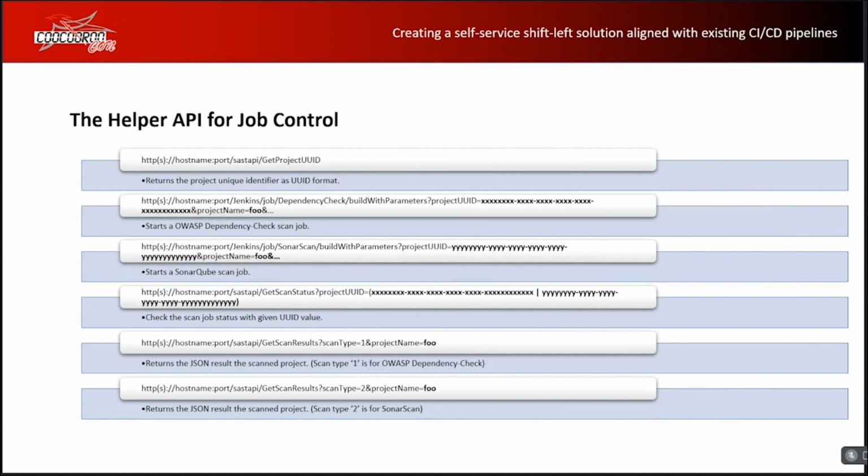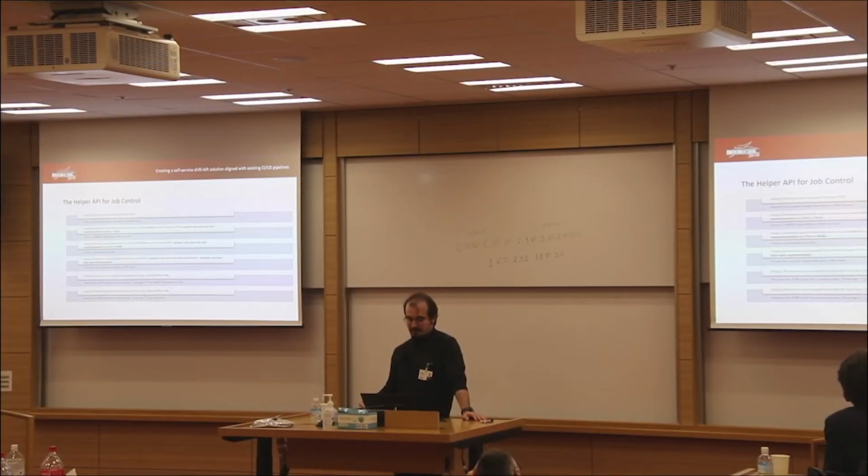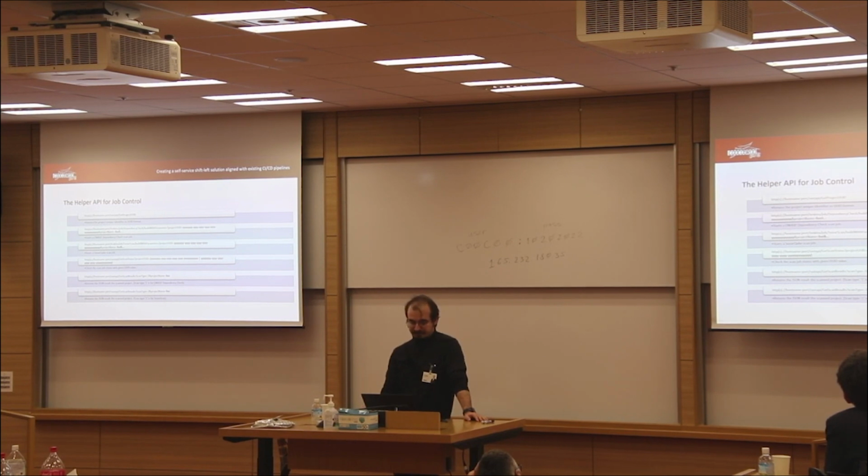And then to track the ongoing scan activities triggered by Jenkins, you use the get scan status helper. The API endpoint is used to return the current state of the job scan. Then using the get scan results API, both scan jobs are returned by project name.